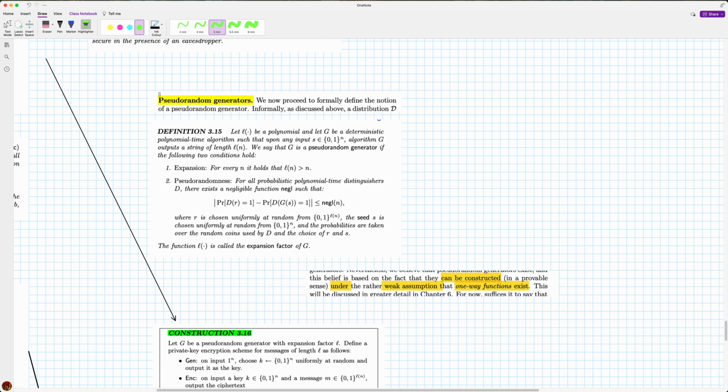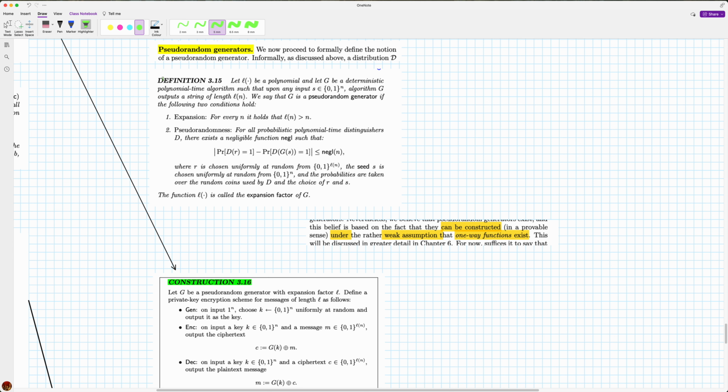The construction uses a primitive called a pseudo-random generator, okay? So the definition of a pseudo-random generator is as follows. Suppose l is some polynomial and G is a deterministic polytime algorithm such that when you give it an input s, the algorithm produces a string of length l(n). So you give it s of length n, it will produce a string of length l(n). Now, we call such an algorithm G a pseudo-random generator if the following two conditions hold.